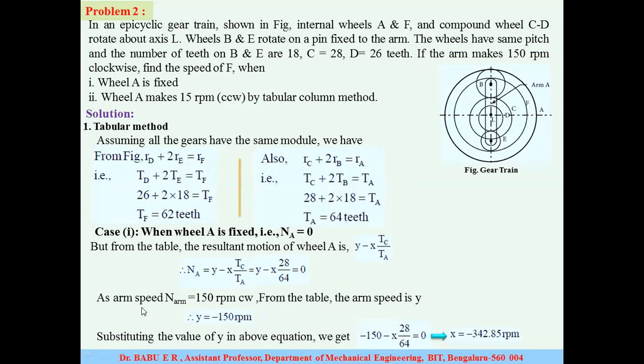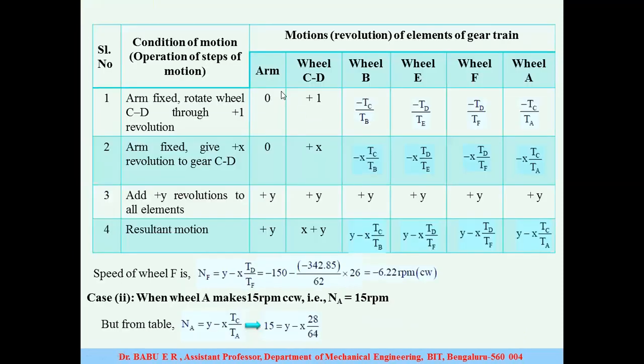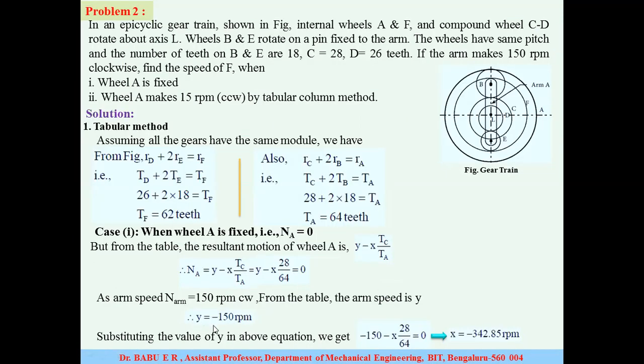Also, the RM speed is given: NRM equals 150 RPM clockwise. Clockwise means we have to use a negative sign. But from the table, the speed of the RM is y. Therefore, y becomes minus 150 RPM.